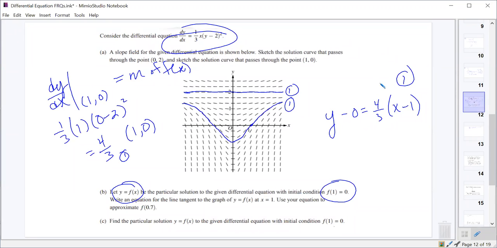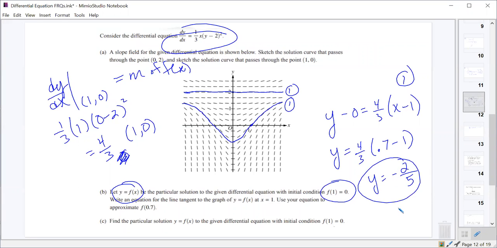We were supposed to approximate this at 0.7 for part B. And that wasn't a point. This was 1 point, and the approximation was another point. So y equals 4/3 times 0.7 minus 1. And so what does that come out to be? That's negative 3/10 there. So that should be y equals negative 2/5 if you simplify that out. So that was the other point. Sorry, I forgot to do that last little part there. Thank you, Kylie, for mentioning that. All right, everybody good with part B now?